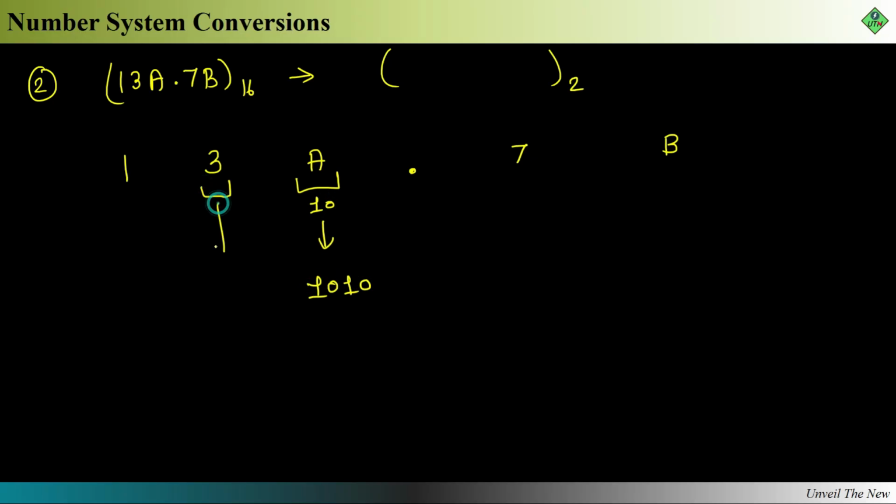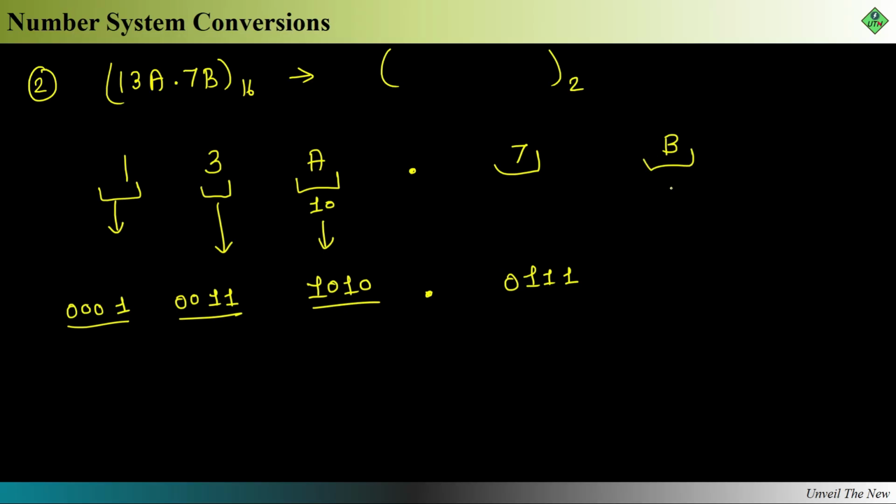The binary of 3 is 11, but we need to write it in the group of 4 bits. So we will add 2 zeros so that we get 4 digits over here: 0011. And for 1 it is only 1, so we will add 3 zeros to get the group of 4 bits. Now here we have the point, and after that we have 7. The binary of 7 is 111, but again we need the group of 4 bits, so we will add a 0 over here, and B simply represents 11. So the binary of B or 11 is 1011.